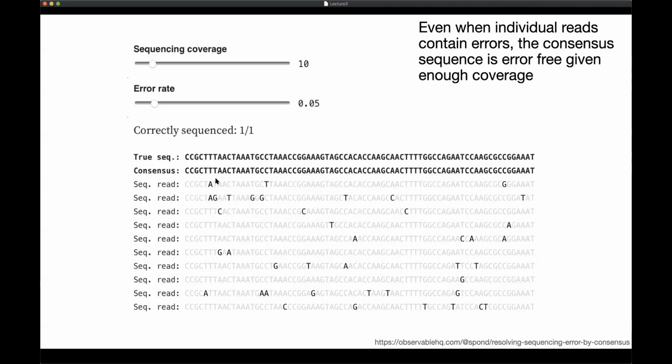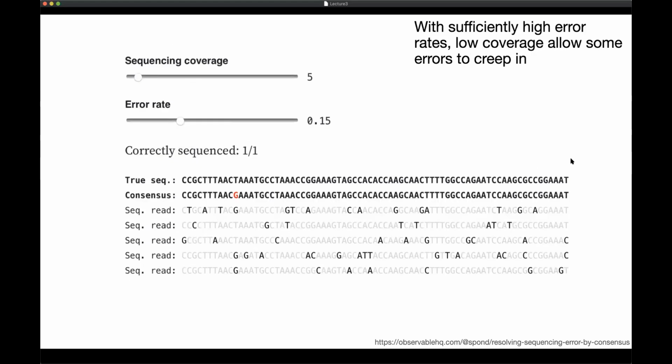Now, if your errors for some reason all fell on the same position, for example, if sequencers have a really hard time determining when T follows T, then you would not be able to use this approach because then all the errors would bunch up and you would have to do something else.